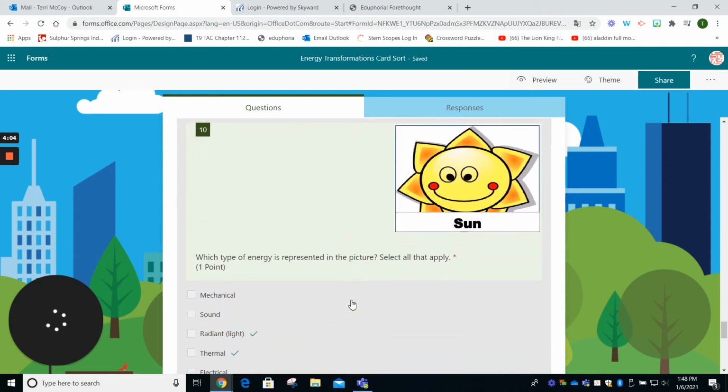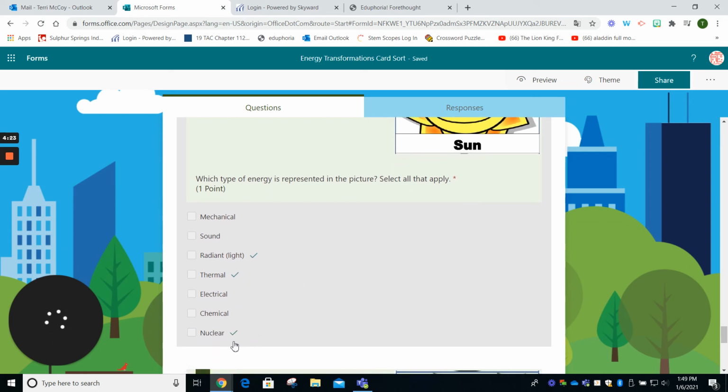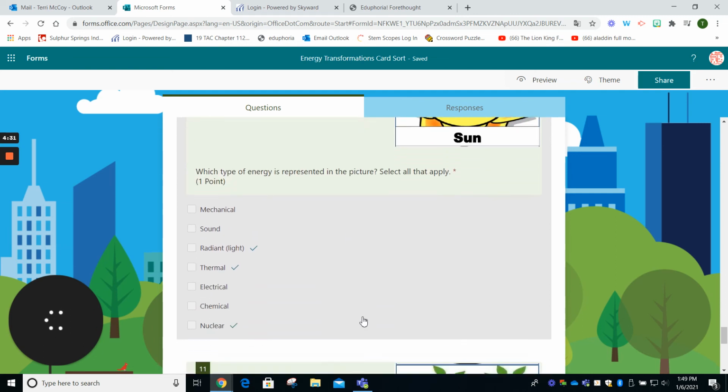Number 10, the sun. Ah, the beautiful sun. What type of energy is represented in the picture of the sun? Well, the sun has a lot going for it. The sun gives off light, so we can say it's radiant energy. It also gives off heat, and we feel that a lot, especially in the summertime here in Texas. Okay, so we've got thermal energy, and then the sun gets its energy itself from nuclear fission, so nuclear energy is always happening in the sun.